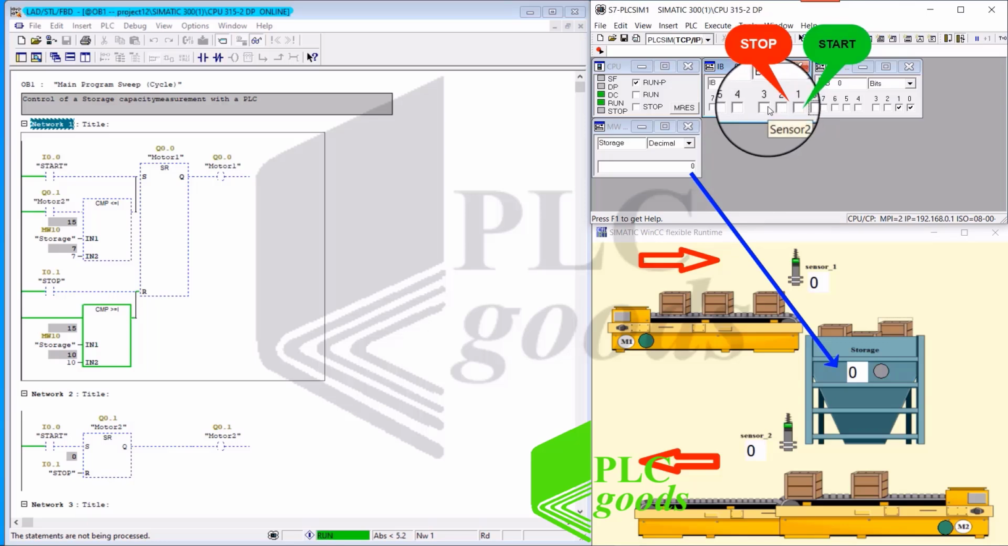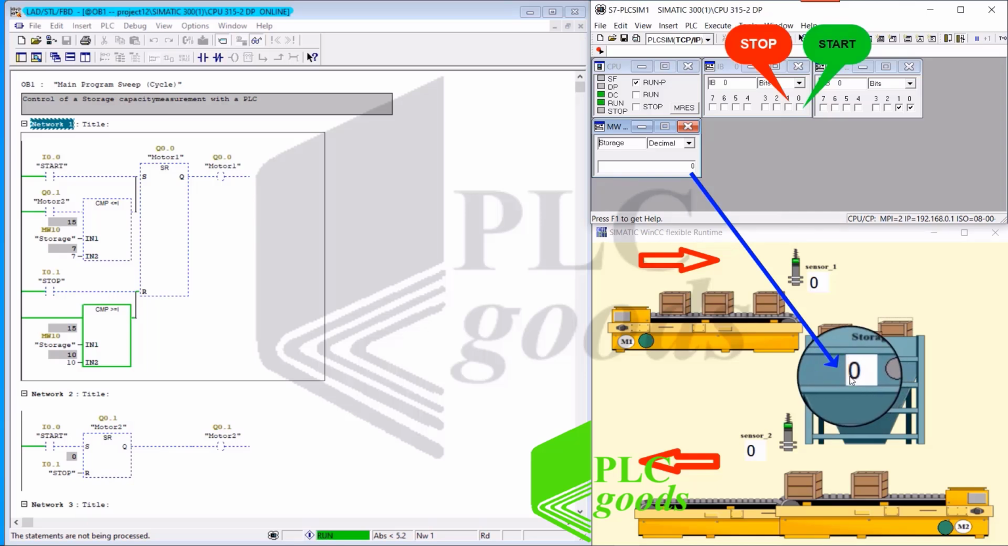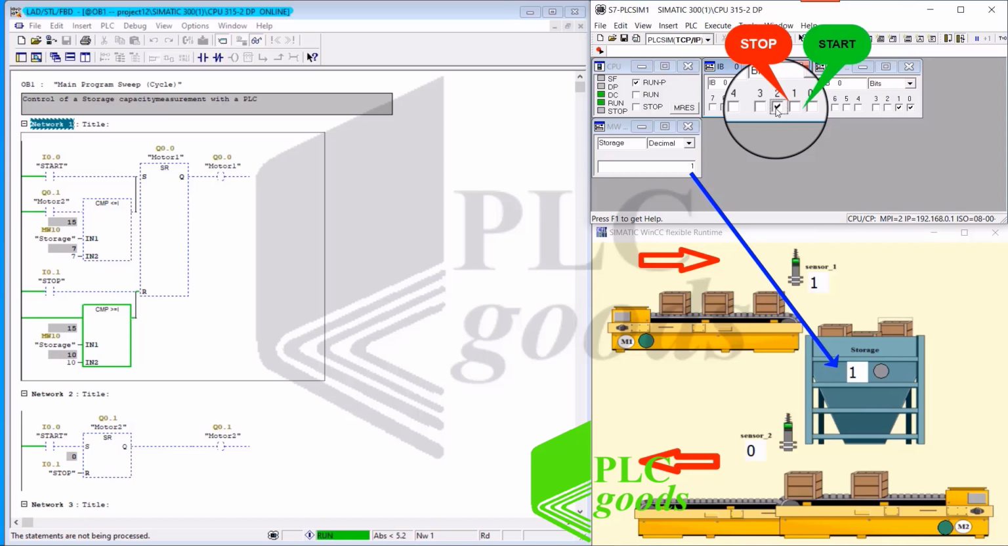I go ahead and activate both sensors. And also I would like to see how many boxes are going to be inside the storage area. So notice that by activating sensor number 1, the total number of boxes into the storage area gets to number 8. And the number of boxes going out of the storage area has reached number 5.